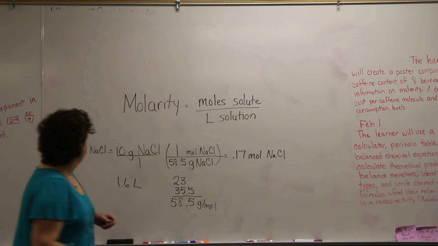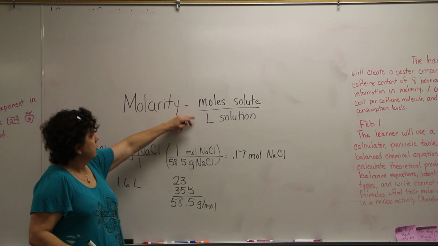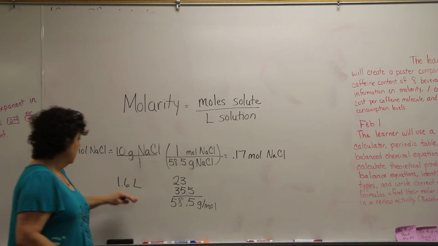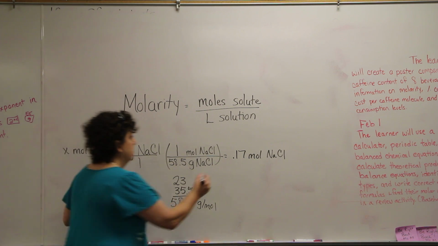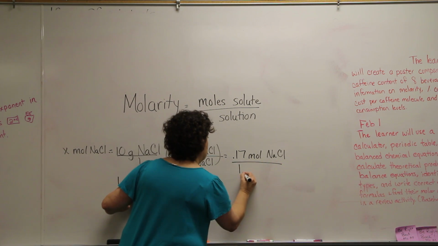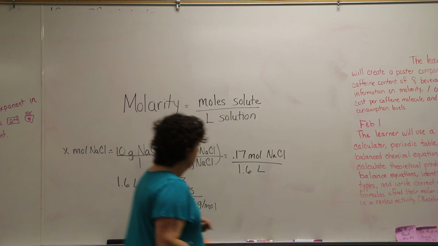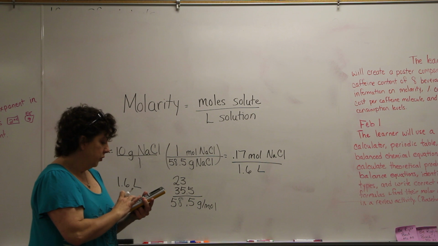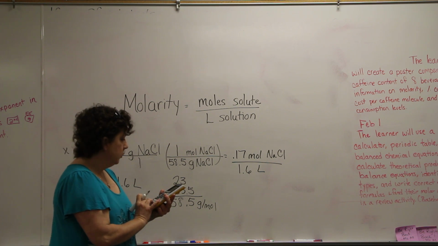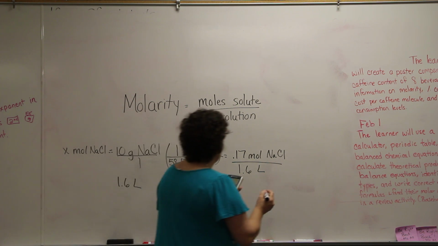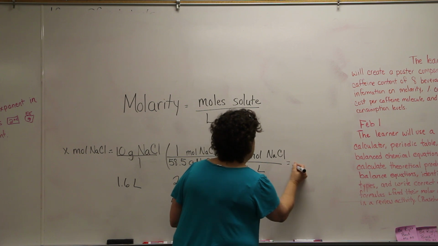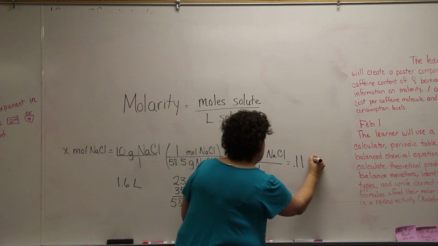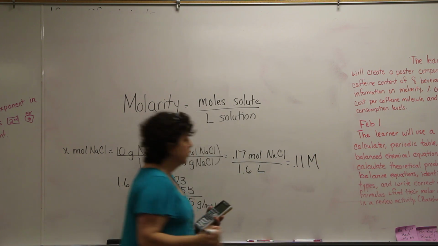Okay. So molarity is moles of solute divided by liters of solution. I now have moles of my solute. I was given liters of solution. 0.17 divided by 1.6 gives me a concentration of 0.106 molar. And we'll go ahead and call that 0.11 molar.